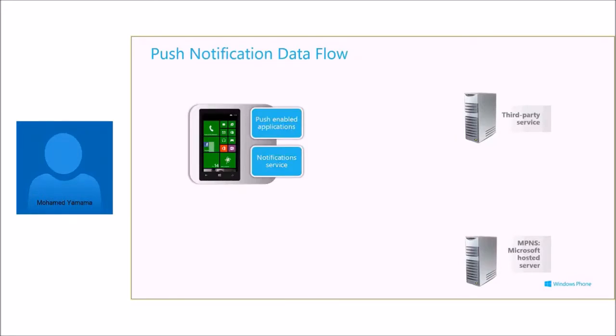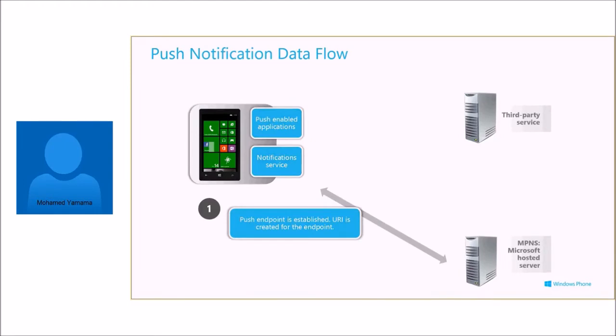So, push notifications data flow. This diagram just shows how things run. We've got 3 major parties here. We've got the device, the phone device. We've got a third-party service, which is your web service. And we've got the Microsoft push notification service, or the server for the Microsoft push notification service. On your device, we've got push-enabled applications and a notifications service, which comes with the OS. So your client application is running on the phone.